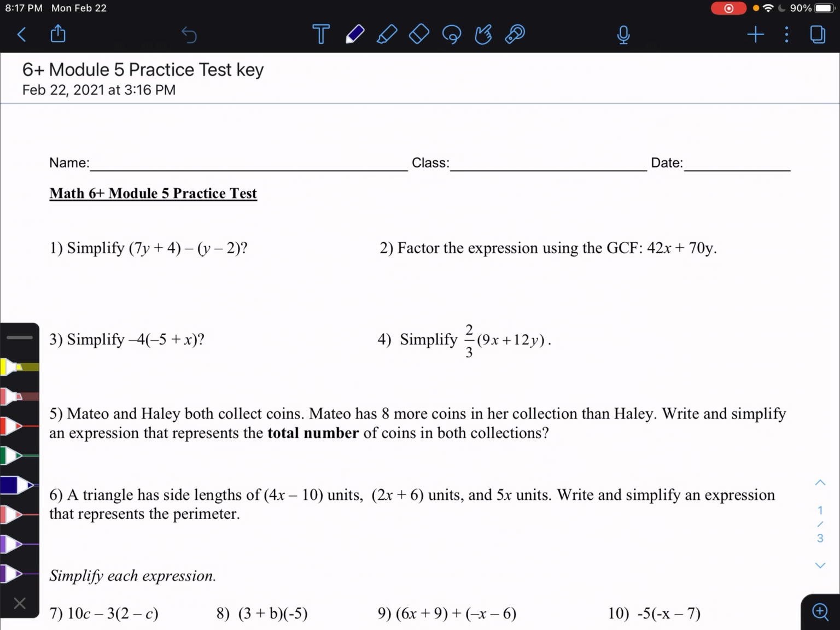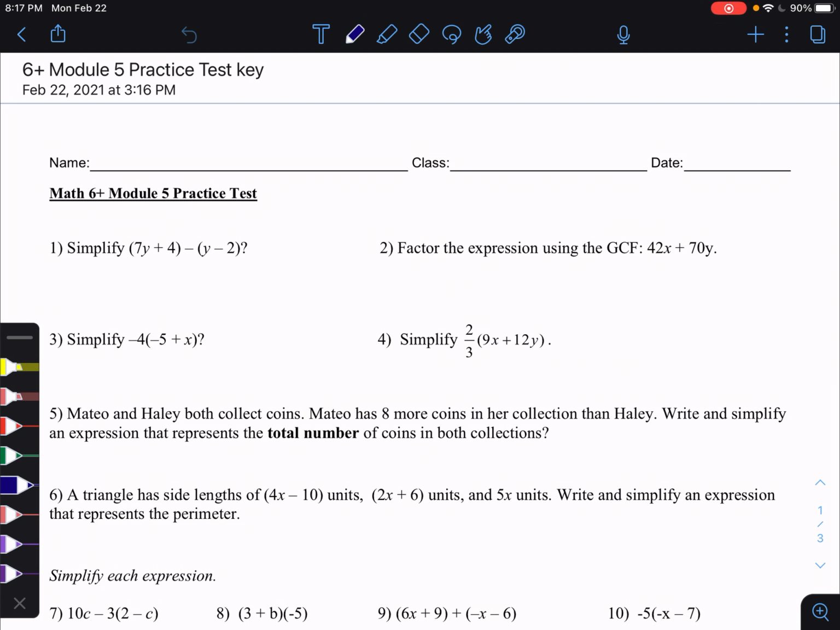Hey everyone, today we are going to be going over the Module 5 practice test. As with all practice tests, you do not need to watch the entire video if you only need help with certain questions. I'm going to do this in two videos, so this is going to be the front side and then there'll be a separate video for the back side so that it doesn't get too long.